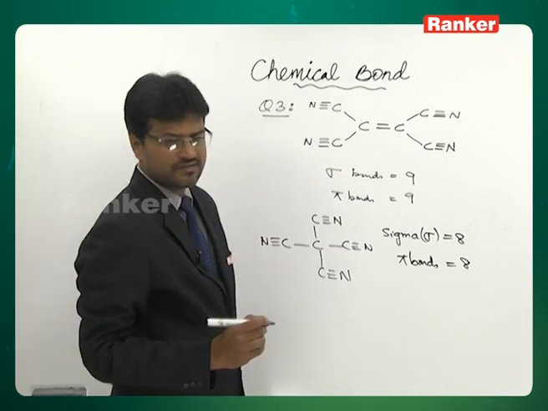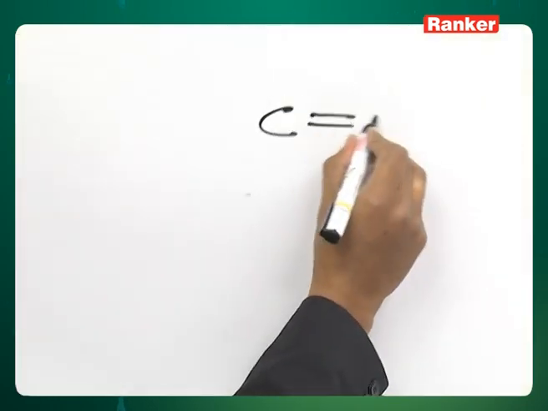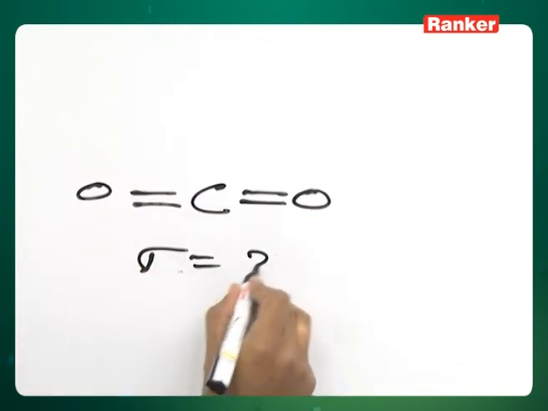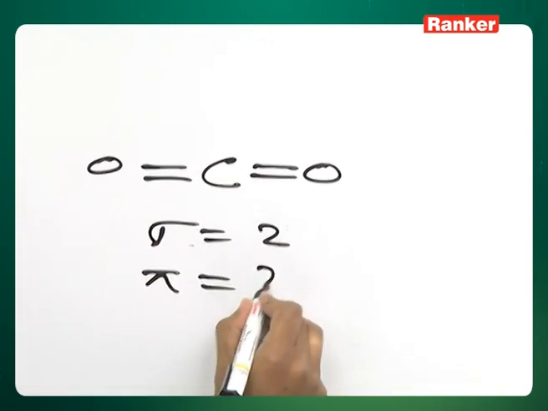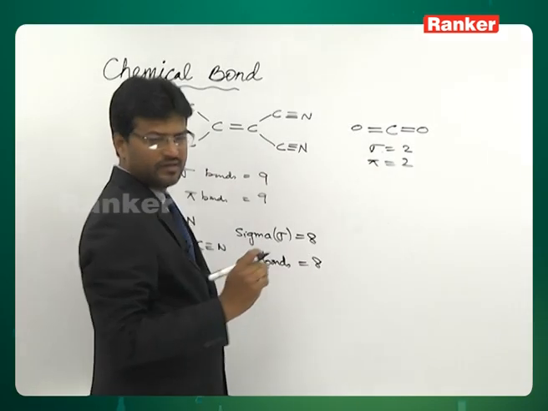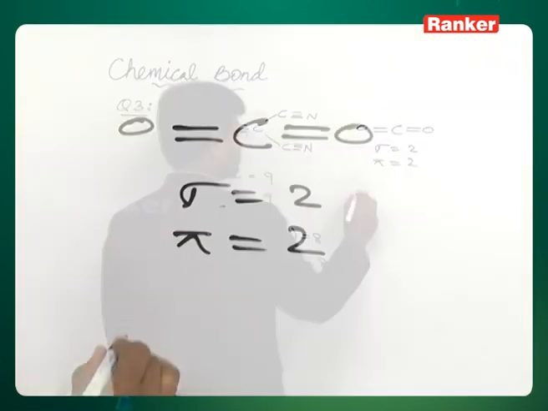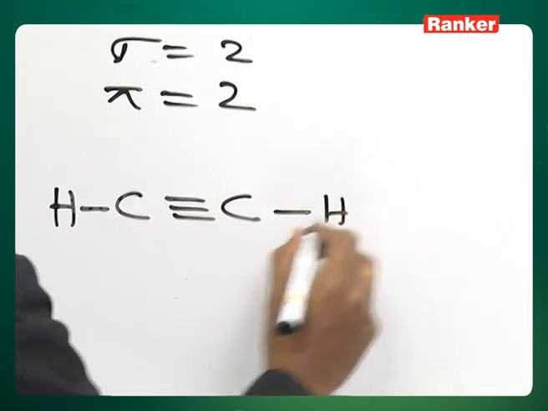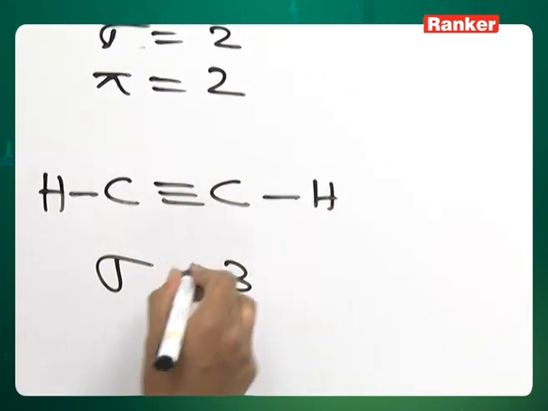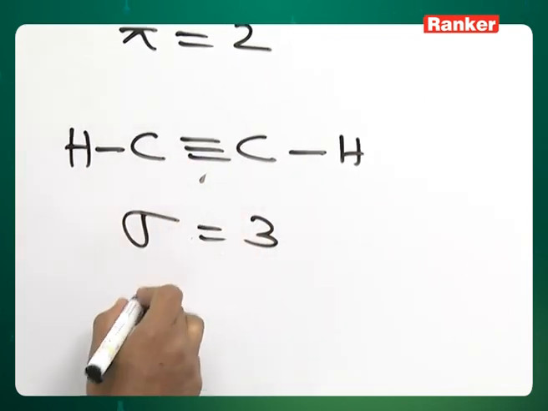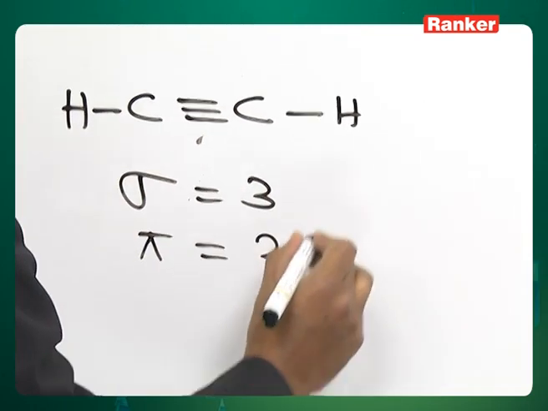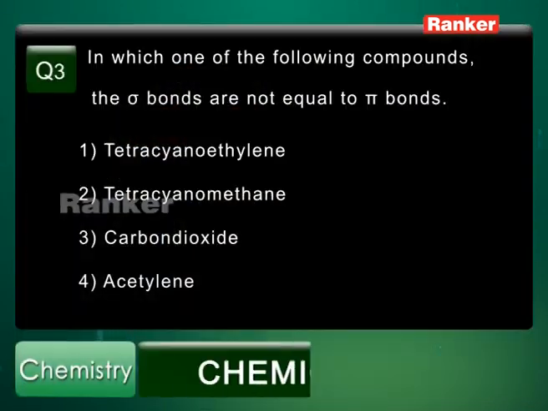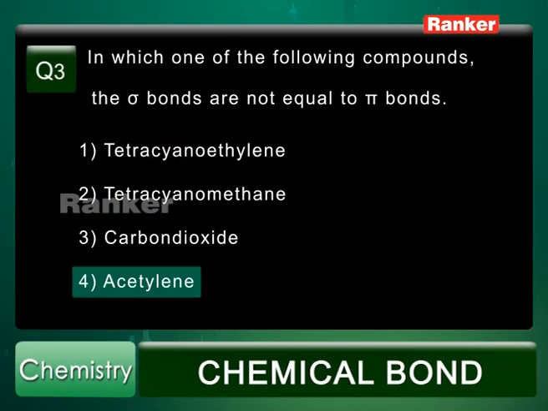Now let's look at carbon dioxide. Carbon dioxide has 2 sigma bonds and 2 pi bonds, one this side and one this side. And acetylene, sigma bonds are 3 in number, pi bonds are only 2. So this is the answer. It does not have equal number of sigma and pi bonds. So the correct answer is 4th option, acetylene.